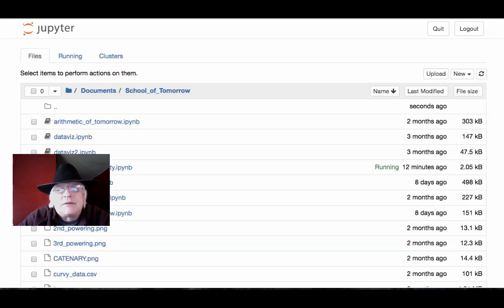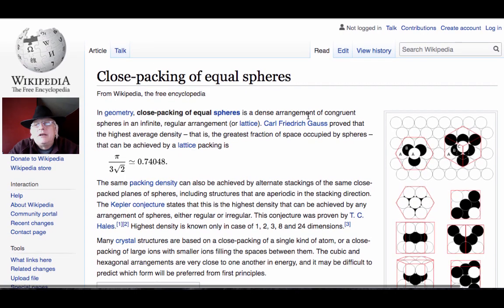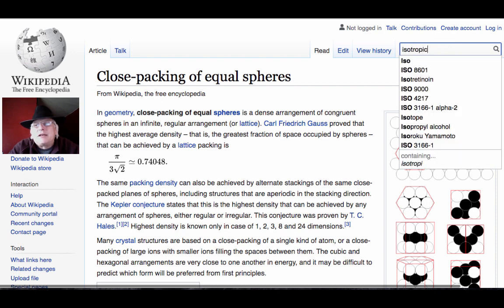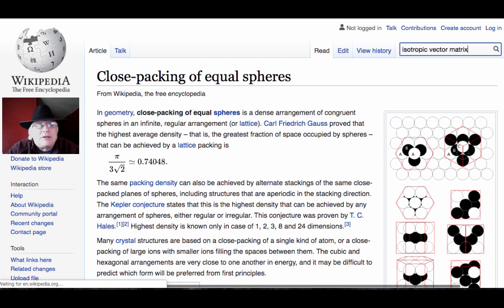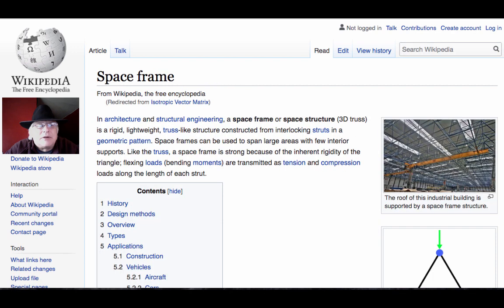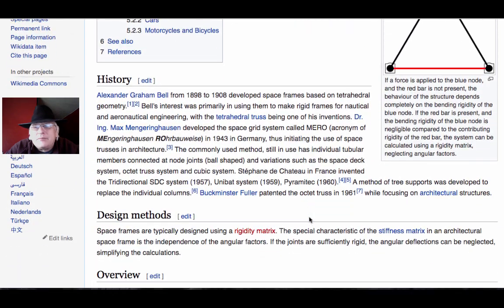So close packing of spheres is already there. Now what if I type isotropic vector matrix, which is what we say in synergetics, IVM? Where can I find that in Wikipedia? And it takes me straight to space frame, saying redirected from isotropic vector matrix. So this is where we end up. And what do you know? It's the same honeycomb, right? It's the sphere packing honeycomb.